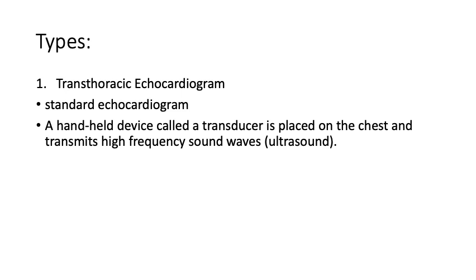Next are the types of echocardiogram. So the first, as previously mentioned, is the transthoracic echocardiogram. This is the standard type of echocardiography. It is a painless test similar to X-ray but without the radiation. A handheld device called the transducer is placed on the chest and transmits high-frequency sound waves or ultrasound, and these sound waves bounce off the heart structures, producing images and sounds to detect heart damage and disease.